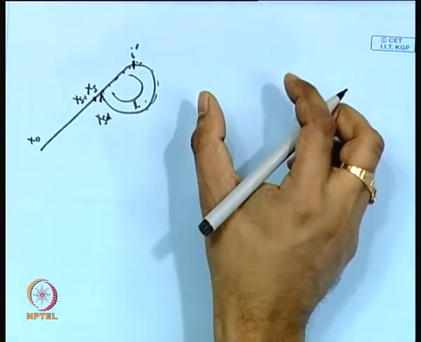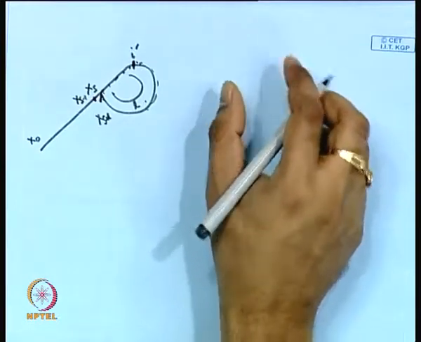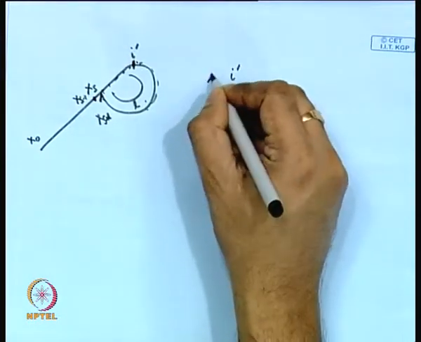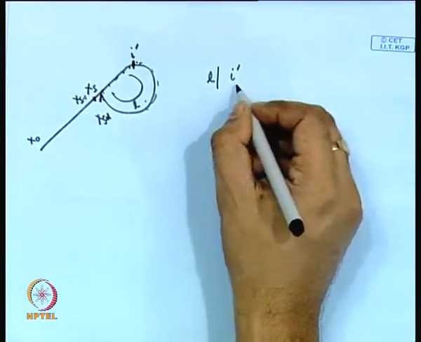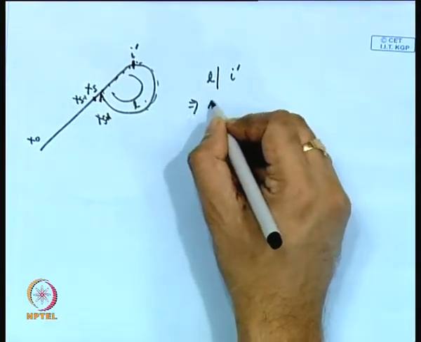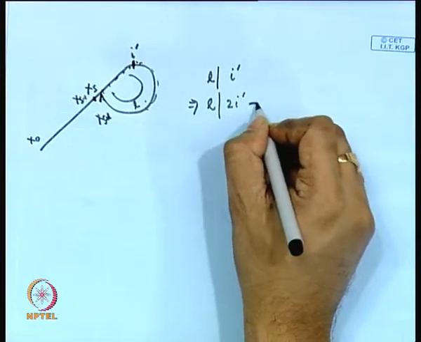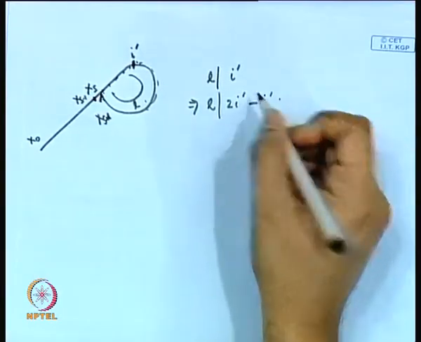So there are L successive terms, so therefore there must be one term i dash which L divides. So if L divides i dash, then that means that L divides 2i dash minus i dash. So that is i dash itself.